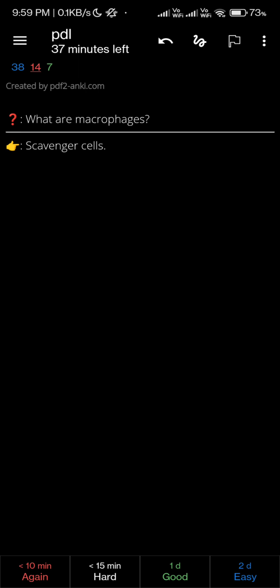Macrophages: we have phagocytosis and antigen presentation. They are producing substances, and where it is found. Scavenger cells, of course. Phagocytosis is basically scavenger cells.